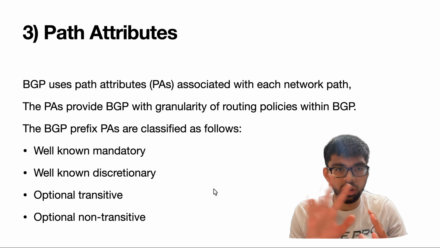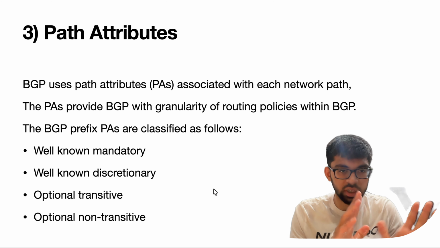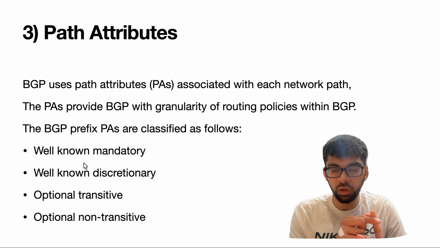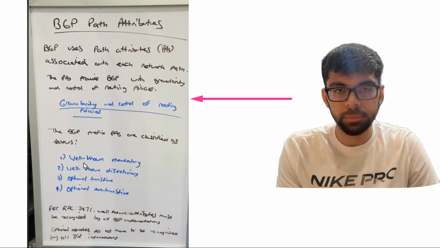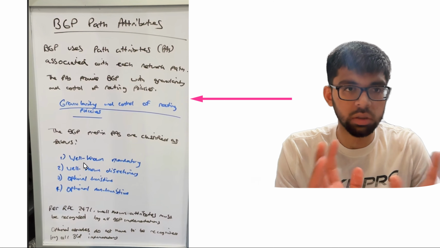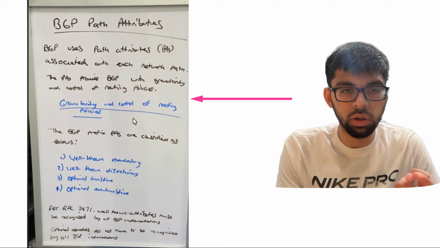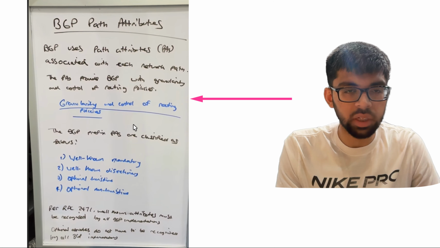Now there are 4 classifications of path attributes that we need to know about: well-known mandatory, well-known discretionary, optional transitive, and optional non-transitive. So what's this all about? Like I said, granularity, and you get control of routing policies from path attributes. That's what they're providing for us.